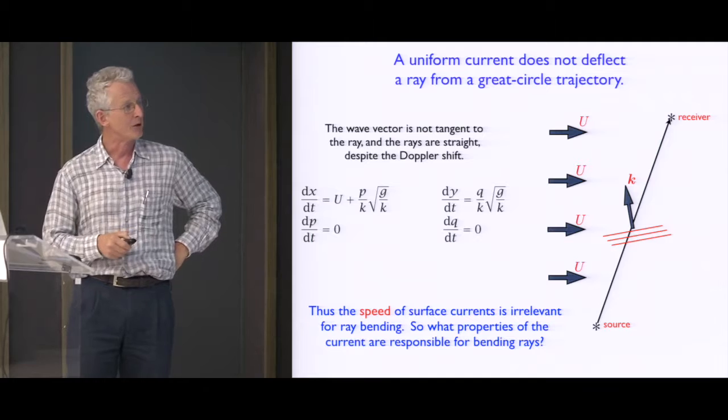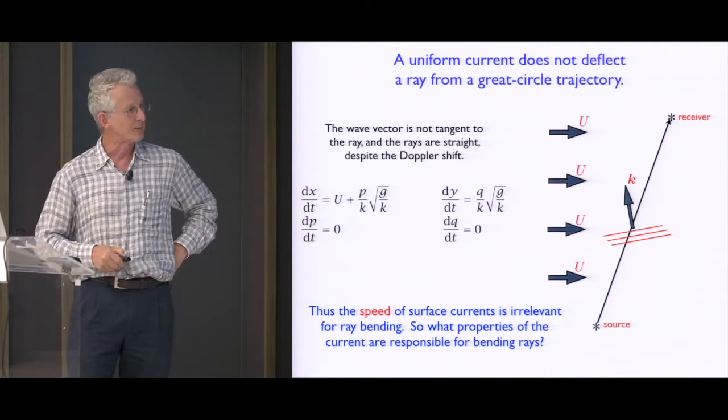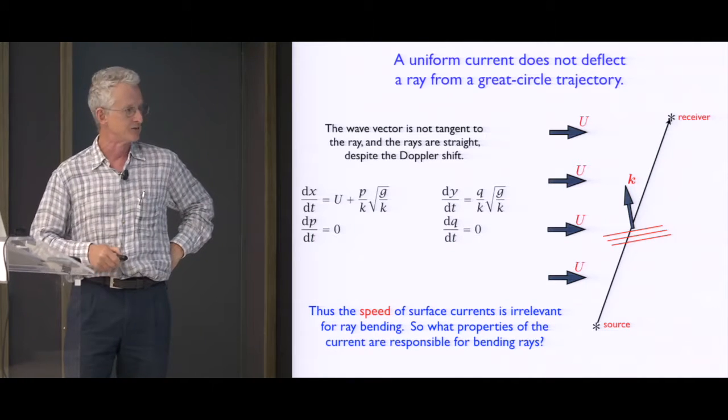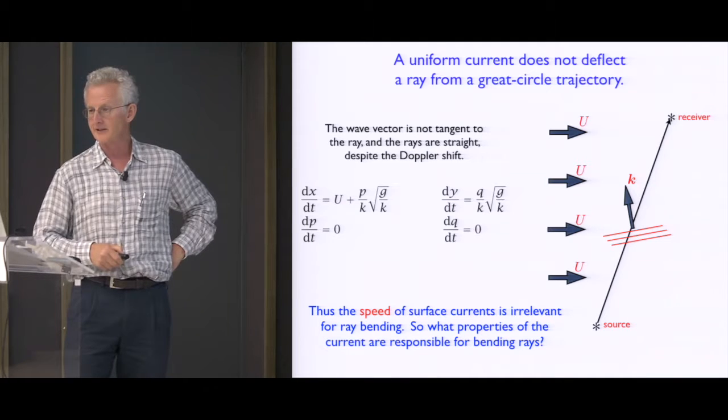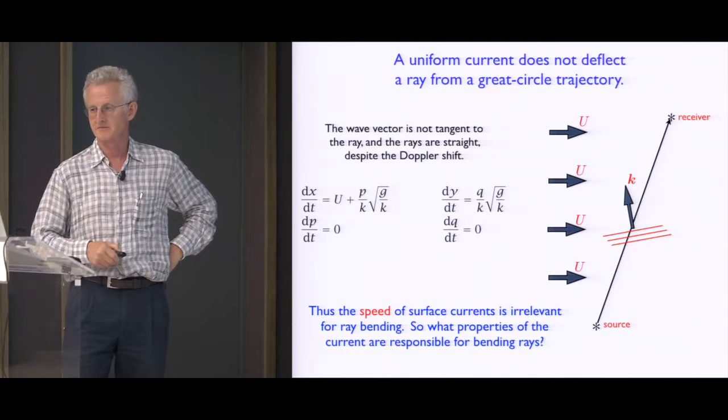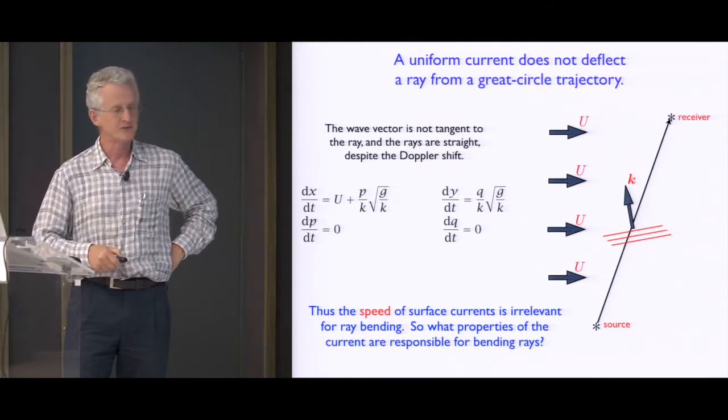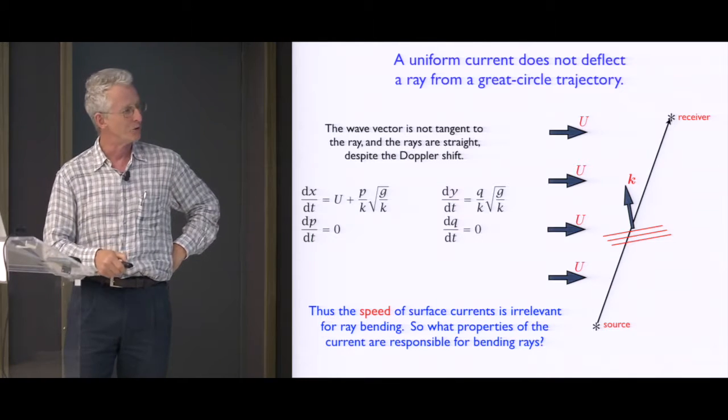Okay? So from a purely logical point of view, the speed of currents is completely irrelevant to ray bending because no matter what the speed is, the rays are straight. Okay? So what properties of the current are responsible for bending rays?